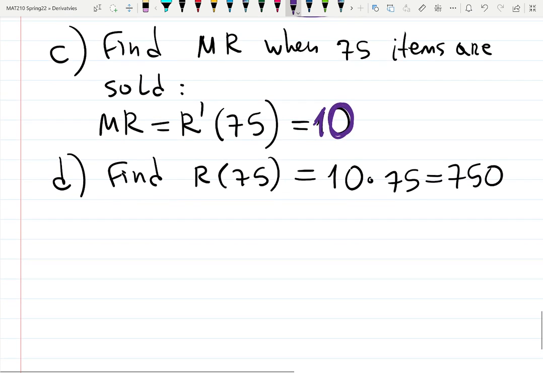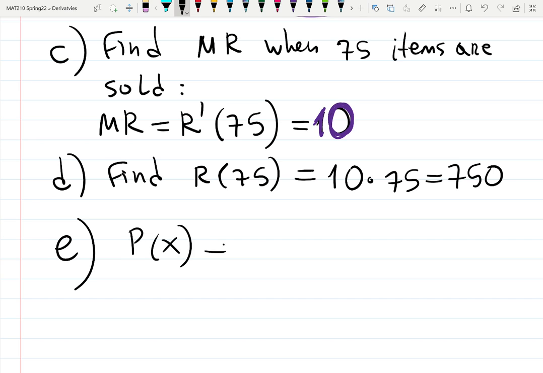While revenue changed, that is a difference. A, B, C, D, E. Find profit. Profit is revenue minus cost. Remember, happy minus sad. You first see money and you feel happy, and then you get upset because you have to pay salary and electricity and taxes. So that is the idea.